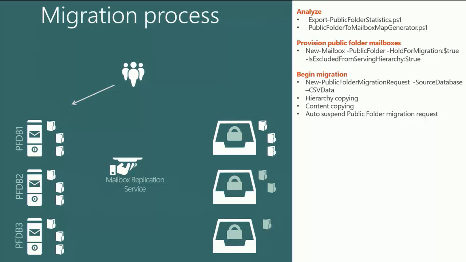Well, after 95%, it goes into auto-suspend. What does this mean? Well, basically, it allows you to do several delta syncs of your public folder synchronization. So you don't need to shut down your legacy public folders, spend 6 weeks on holiday, or send your users 6 weeks on holiday, and then turn it on again in the new environment.